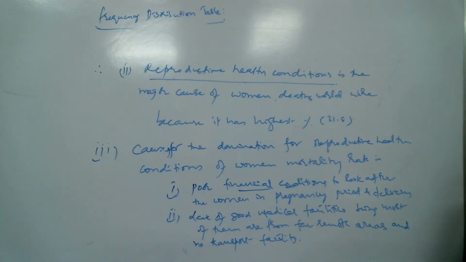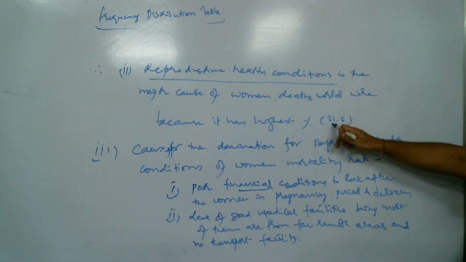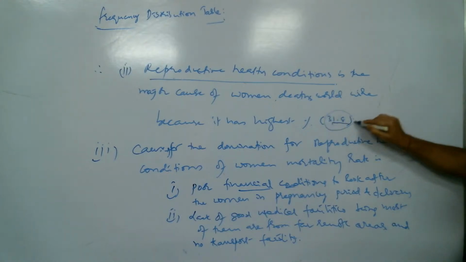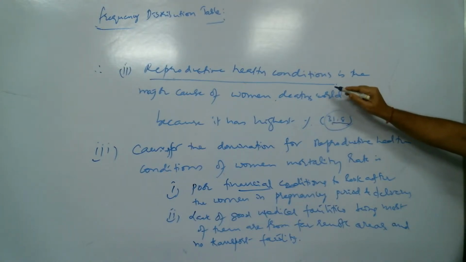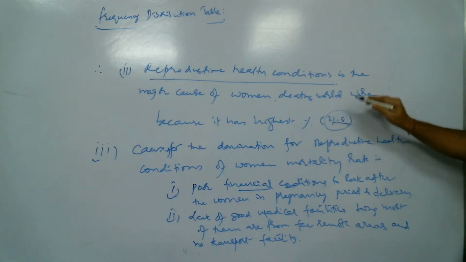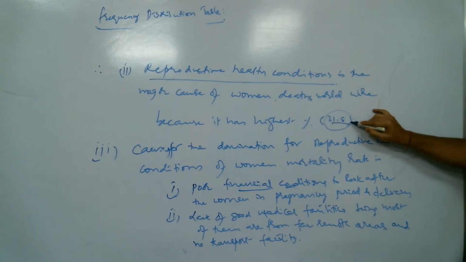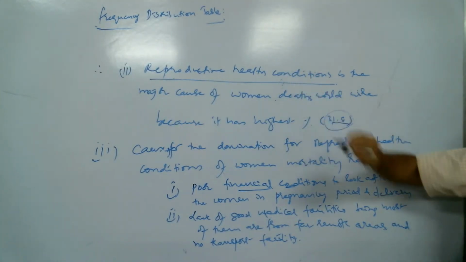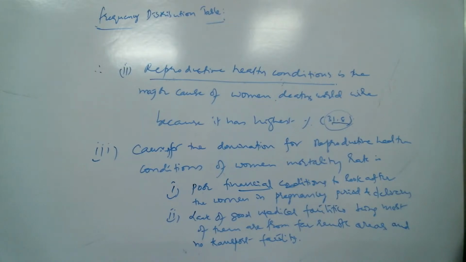What is the major cause of women death? What is the highest percentage among all the given data? See the question, 31.8 is the highest. So this is the condition. Most of the women between 15 to 44 age are dying. 31.8 is the highest, due to what is the condition leading to that? Reproductive health conditions. Okay, what is the reason for that? Why are they dying due to that cause?